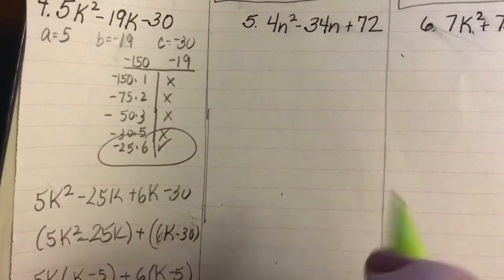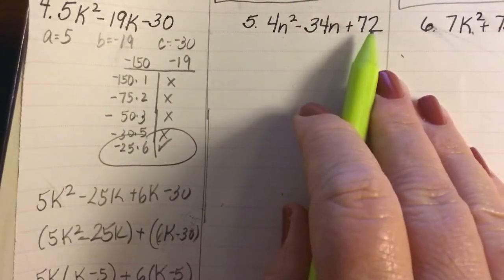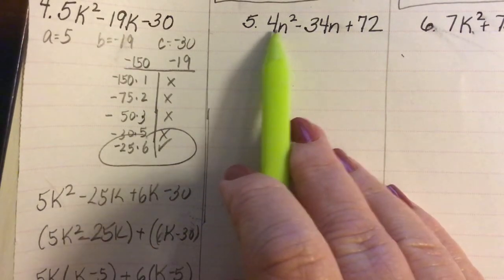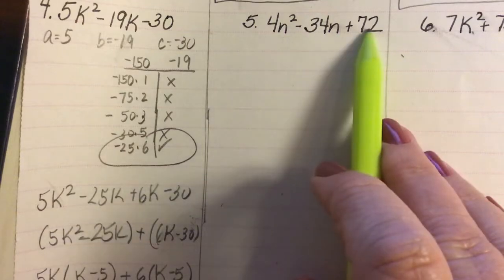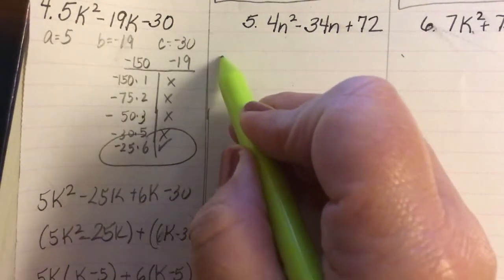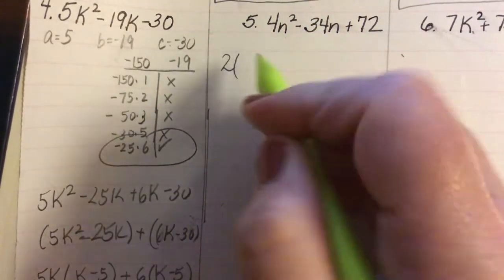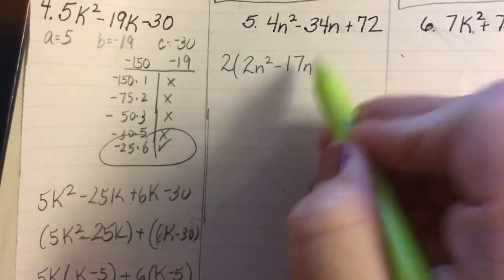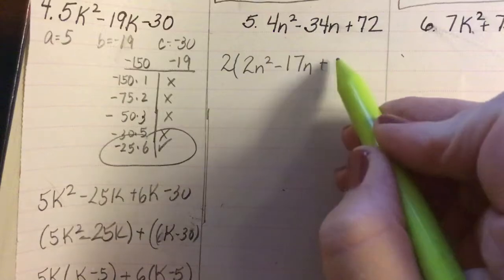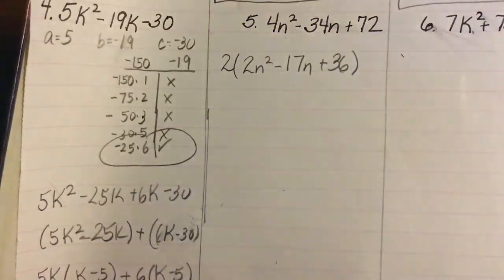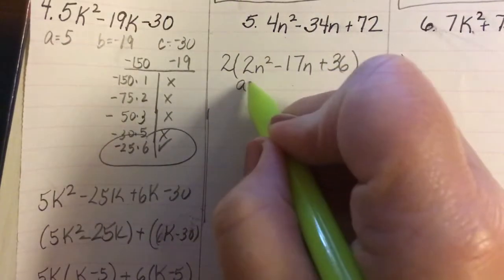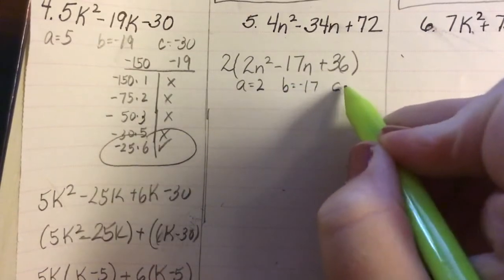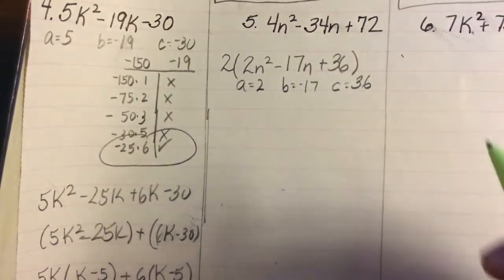Number 5. Do they have a common factor? Yes. And I don't think it's 4 because 4 won't go into 34. 4 does go into 72, but 4 won't go into 34. They're all even, so I know 2 divides evenly into all of them. Is that 36, I think? So I know A is 2, B is negative 17, and C is 36.